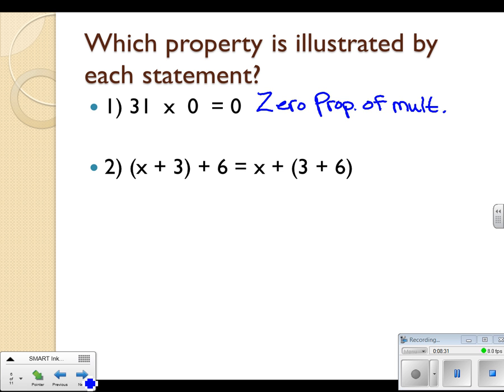When we have parentheses grouping x plus 3 and then adding 6 outside of the parentheses, and then on the other side of the equal sign we have x plus, in parentheses, 3 plus 6, what we're doing here is changing the grouping of the expressions on both sides. We're doing x plus 3 first on the left side, and 3 plus 6 first on the right side. We're changing that grouping. That's the associative property, and this is specifically the associative property of addition since we're adding here.